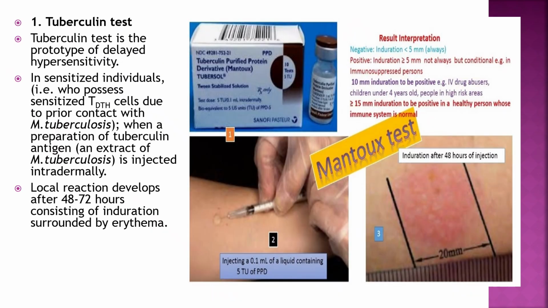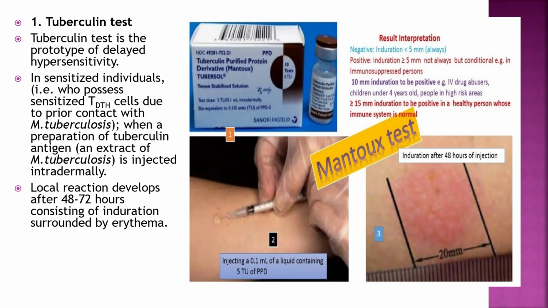Type 4 hypersensitivity, the first example is the tuberculin test. The tuberculin test is the prototype of delayed hypersensitivity in sensitive individuals who possess sensitized TDTH cells due to prior contact with M. tuberculosis. When a preparation of tuberculin antigen, an extract of M. tuberculosis, is injected intradermally, a local reaction develops after 48 to 72 hours consisting of induration surrounded by erythema.